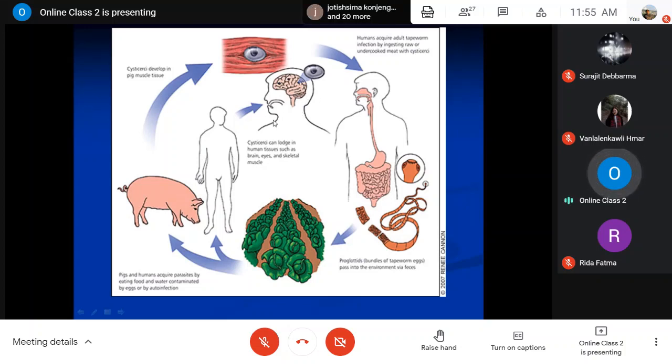And humans having the adult form of Taenia solium in the intestines may have only some little problem of diarrhea, chronic diarrhea and so on.